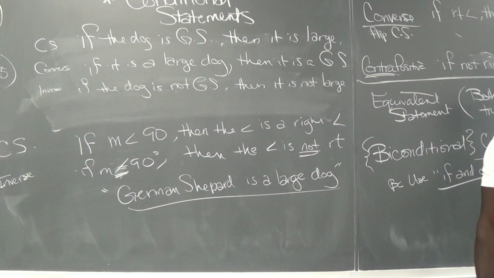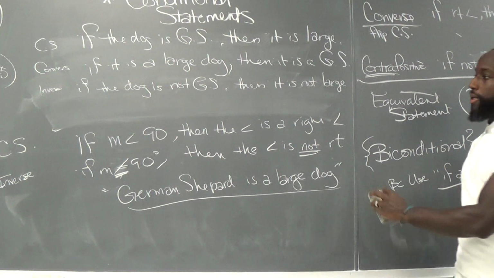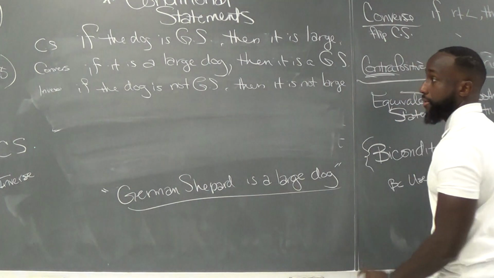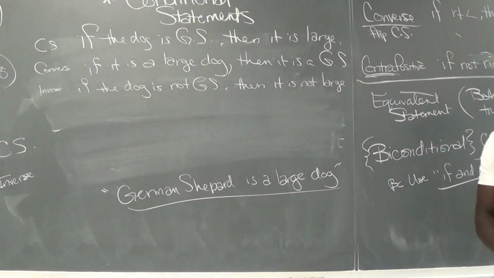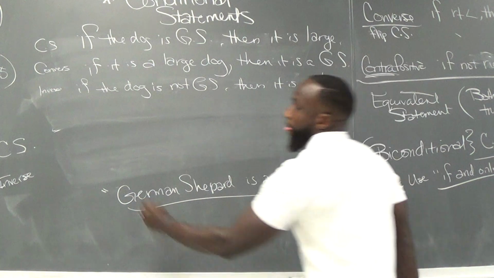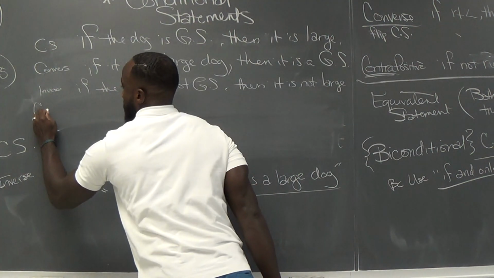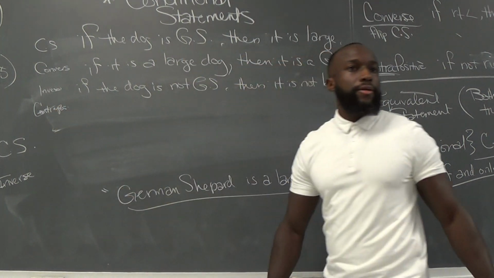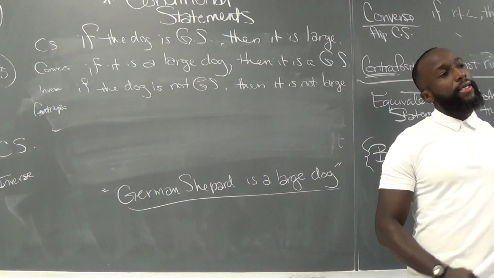Why is that not true? If the dog's not a German Shepherd, then it's not large. Because those are large dogs and not German Shepherds. Okay. Cool. And then let's make the contrapositive. Give me the contrapositive.